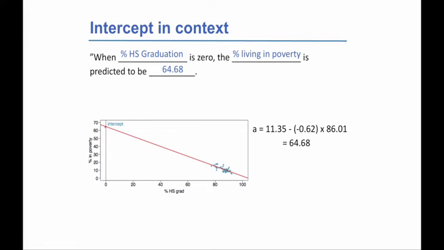Now, is this a reasonable value? Probably not. Where are we ever going to find someplace that has a 0% high school graduation rate? Very unlikely in the United States. All of our data are here between 70 and 100%. So using a line that is meant to fit these data to predict something this far away will not be accurate. And that's often going to be the case with the intercept.